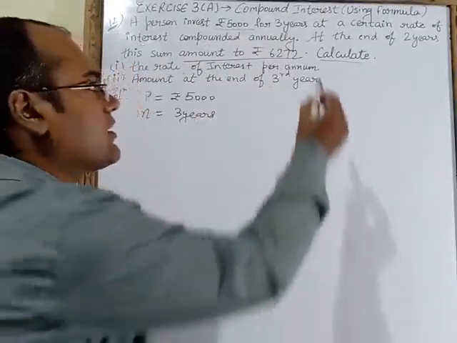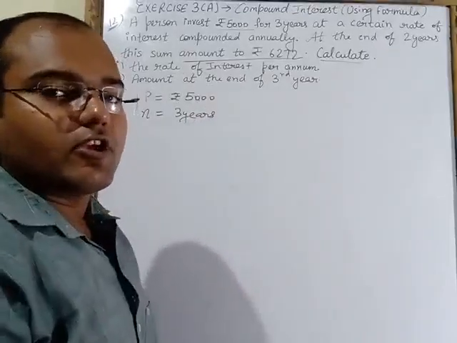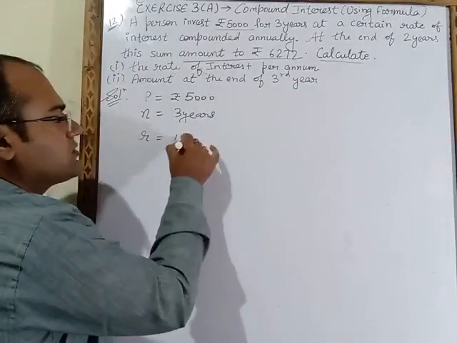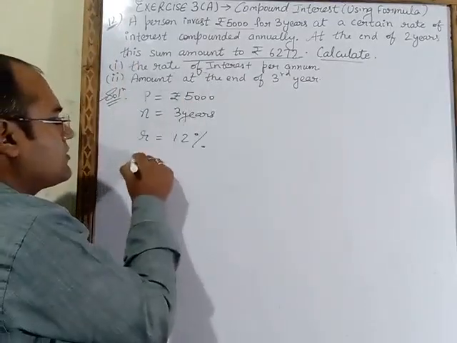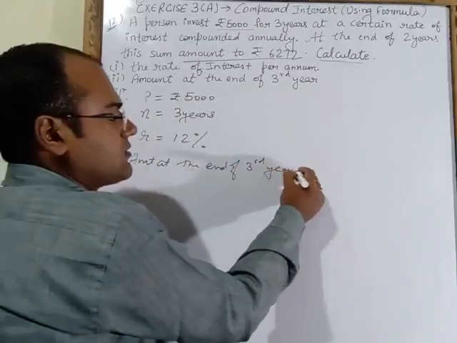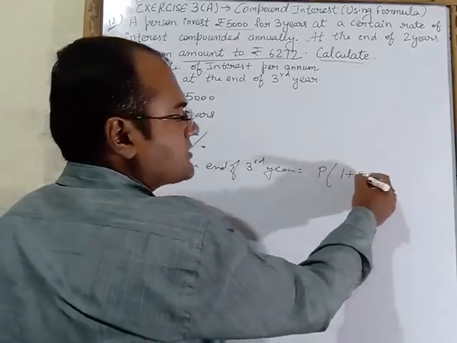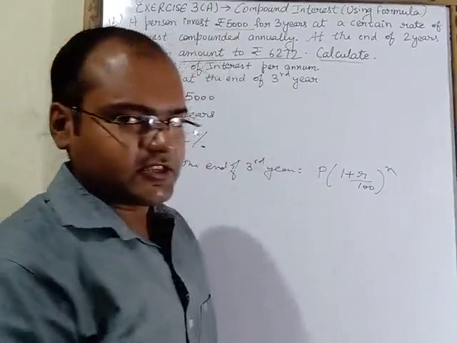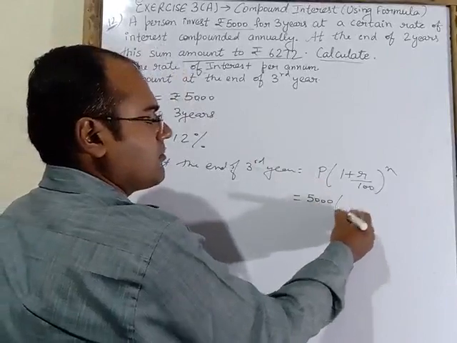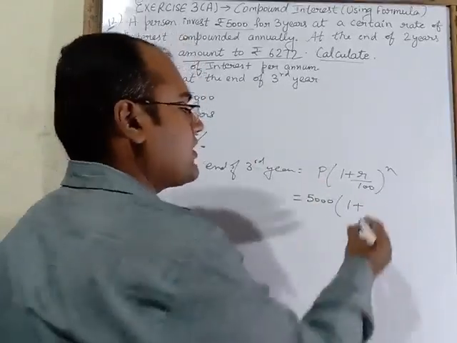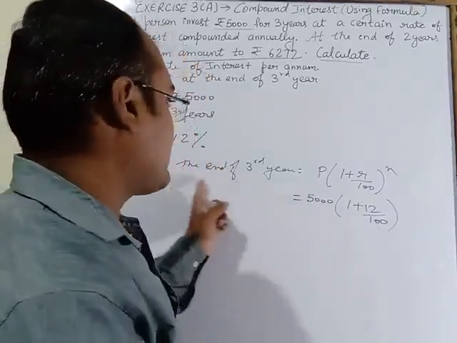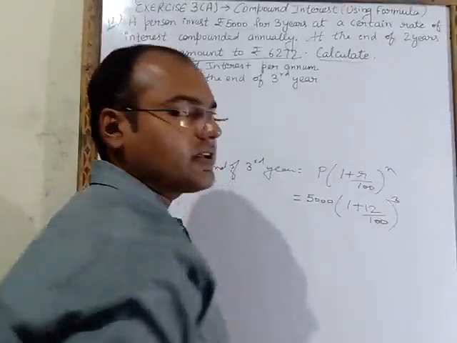Now second part. Calculate the amount at the end of third year. We have to calculate the amount. So rate we had already found in the first part. Rate is how much? 12%. Now we have to find the amount at the end of third year. Formula will be P bracket 1 plus R upon 100 power n. This is the formula for amount. Principal 5000 bracket 1 plus R, rate we had already calculated, 12 upon 100 power n. n means number of years. This is the amount at the end of third year. So here we have to take 3.